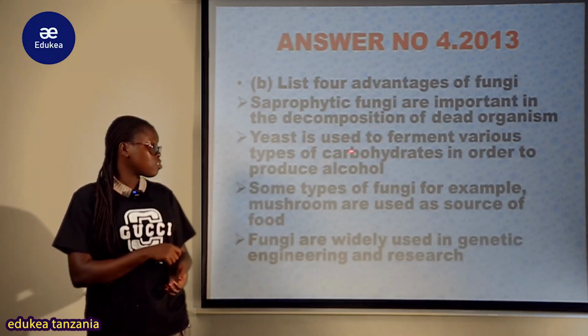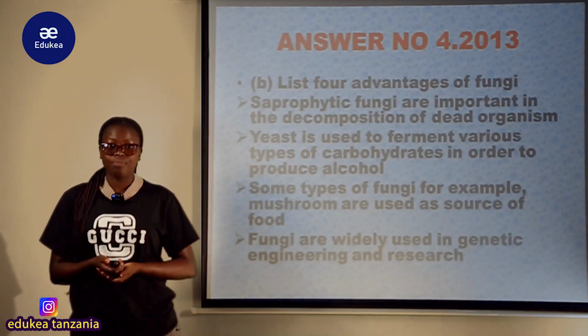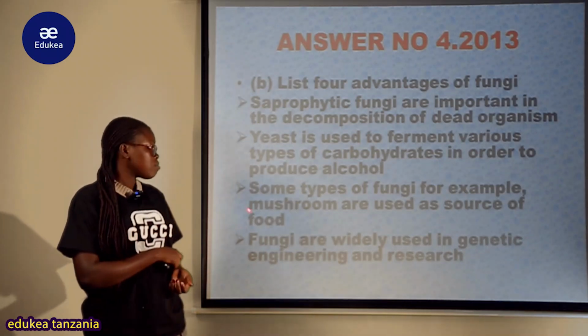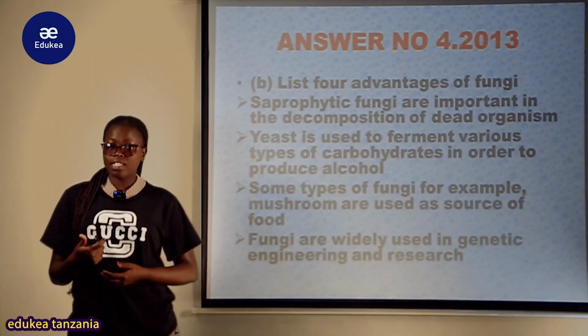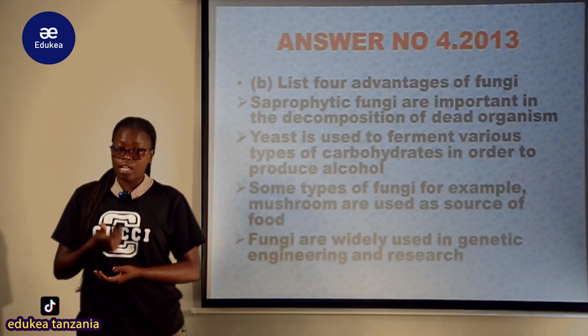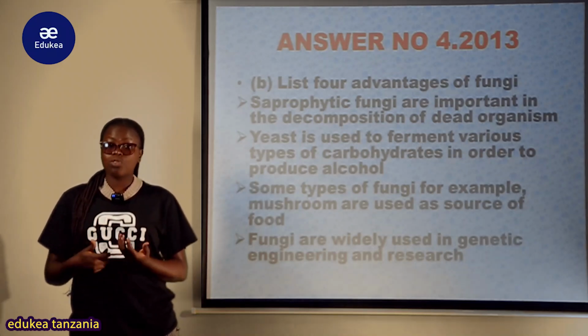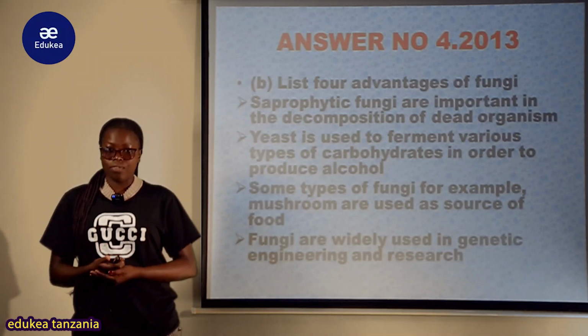So yeast is used to ferment various types of carbohydrates in order to produce alcohol. Also some types of fungi, for example mushrooms, are used as a source of food. There are some species of the kingdom fungi, for example the mushroom, which belong to phylum Basidiomycota, which are edible and act as a source of food.